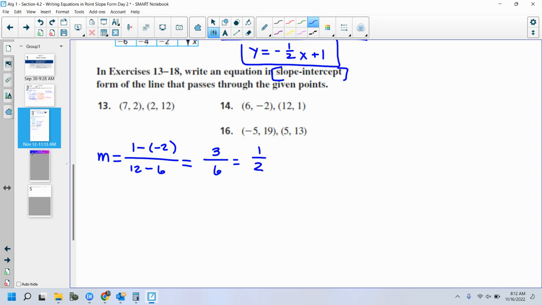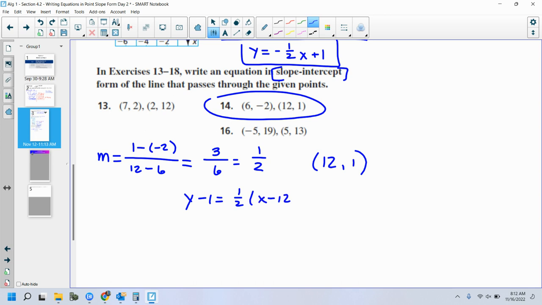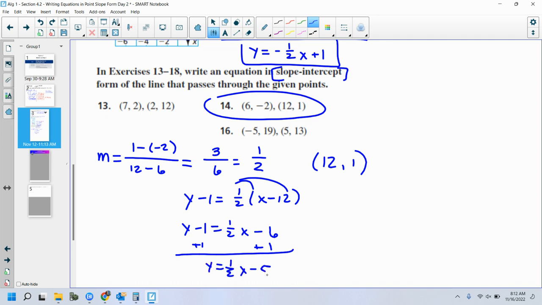1/2, not 1/3, 1/2. Riley, what point would you like to choose out of 14? 6 comma negative 2 or 12 comma 1? 12 comma 1, staying positive. All right, y minus 1 is equal to 1/2 times x minus 12. Distribute the 1/2. y minus 1 is equal to 1/2x minus 6. Add the 1. y is equal to 1/2x minus 5. Ooh, that looks like a weird symbol down there. That 3 or 6? Gotta fix that. 1/2. There you go.